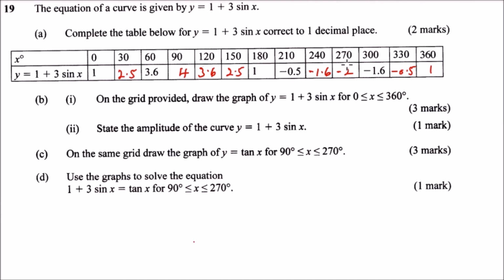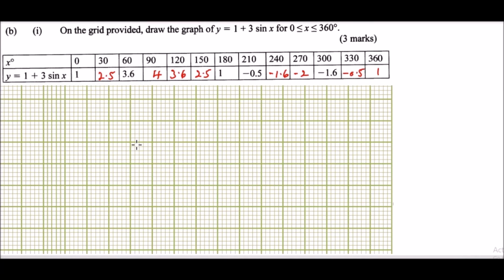Part B, Roman numeral 1, on the grid provided, draw the graph of y equals 1 plus 3 sine x for 0 less than or equal to x less than or equal to 360. So what we are going to do is make use of a grid to plot that graph, after filling the table.